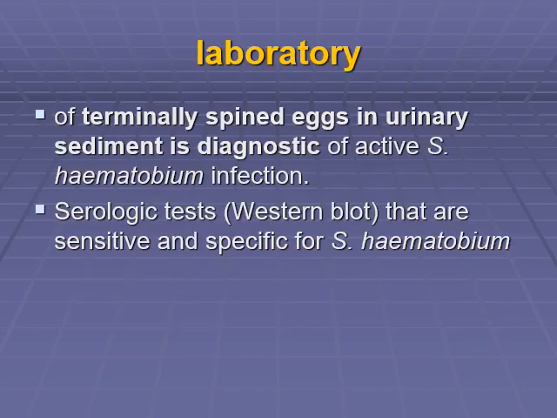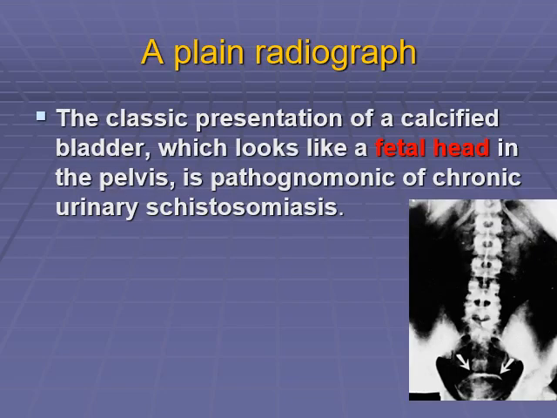What about diagnosis? In laboratory diagnosis, terminal spined eggs in the urinary sediment are diagnostic for active Schistosoma haematobium infection. But we also have a serologic test, which is called Western blot, that is sensitive and specific for Schistosoma haematobium. What about KUB, which has a classic presentation of a calcified bladder that looks like a fetal head in the pelvis, which is pathognomonic of chronic urinary bilharziasis. As we see in this picture, the calcification of the wall of the bladder looks like the fetal head in pregnancy.